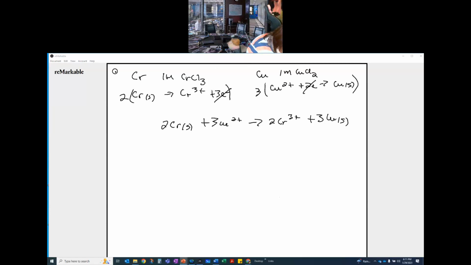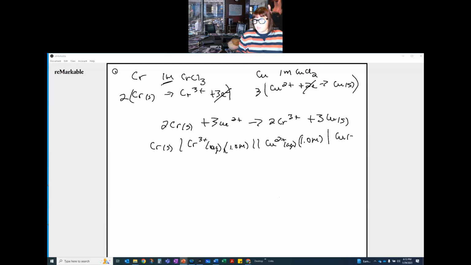If that's my overall cell reaction, I know that my cell notation is going to be the Cr solid, phase boundary, Cr3+, yes, a 1.0 molar solution, because it said that in the problem, and I actually wrote it right here. That's the phase boundary, and that goes to my Cu2+ aqueous, 1.0 molar, and Cu. So that's my cell notation.